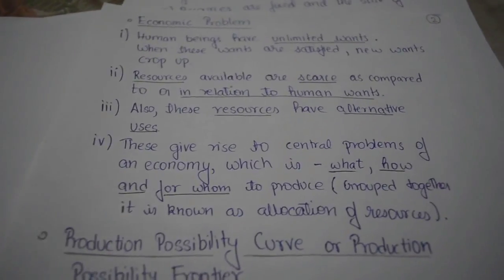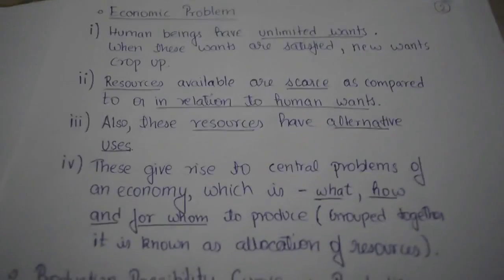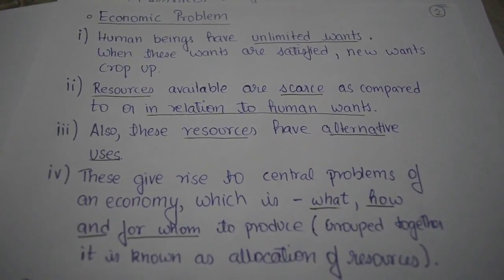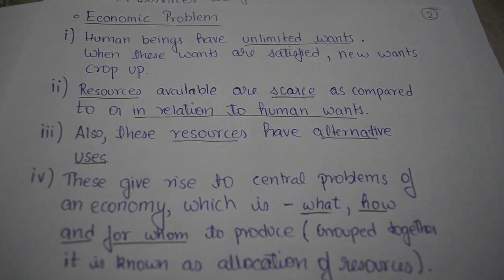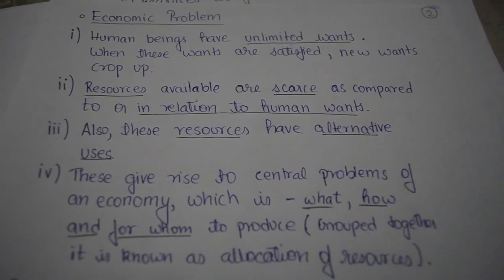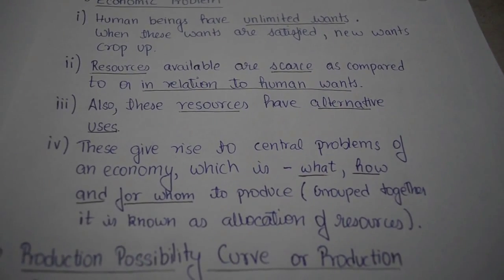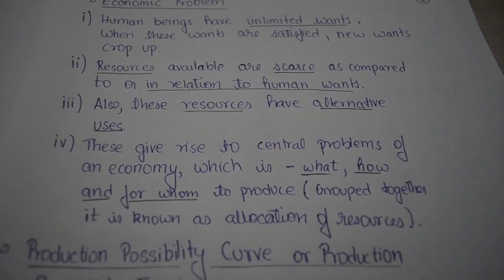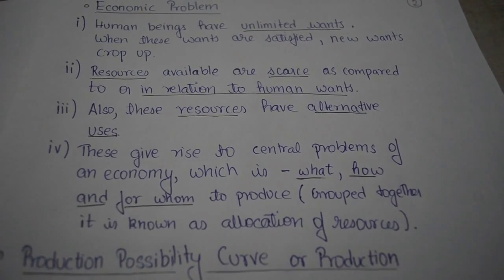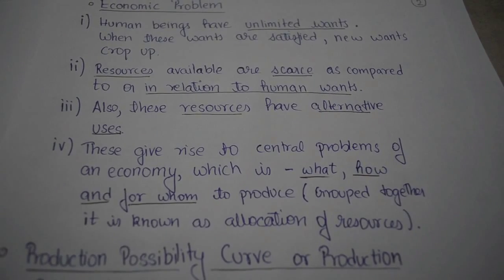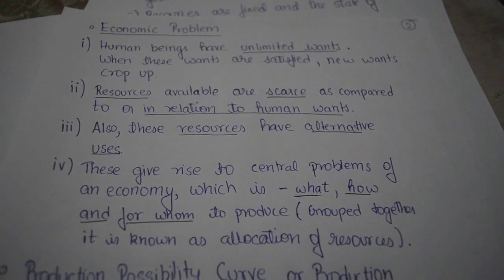The economic problem. As we all know, human beings have unlimited wants, and when these wants are satisfied, new wants crop up. Resources available are scarce in relation to human wants. Also, these resources have alternative uses. These give rise to the central problem of an economy: what, how, and for whom to produce. All three together are known as allocation of resources. The main economic problem is allocation of resources.